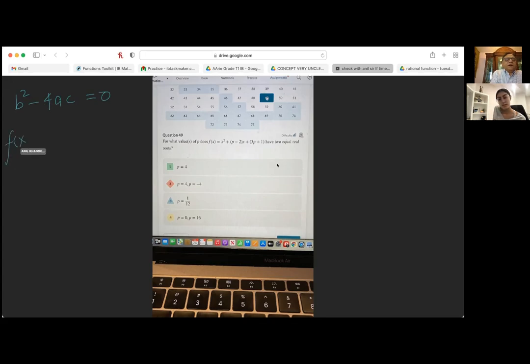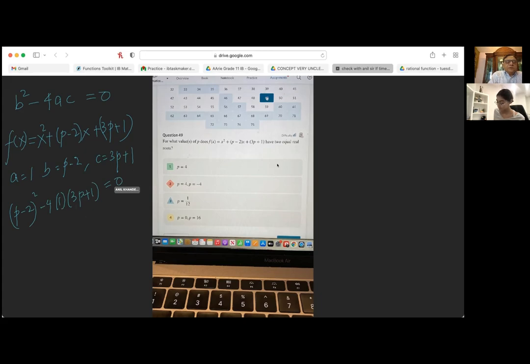You're given the function f of x as equal to x squared plus (p minus 2)x plus 3p plus 1, right? So that is a constant term, right? So in this, a is 1, b is p minus 2, and c is 3p plus 1. Correct, c is 3p plus 1. So now you can do b squared minus 4ac, which is (p minus 2) whole squared minus 4 times a, which is 1, and c is 3p plus 1. That should be equal to 0.